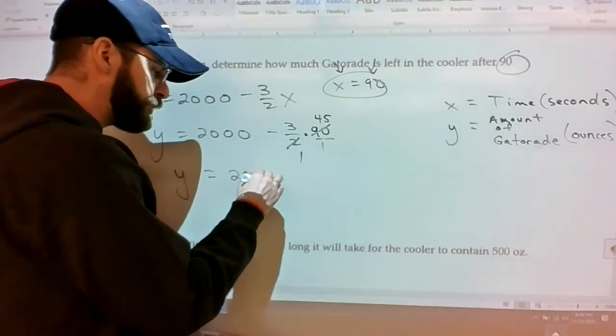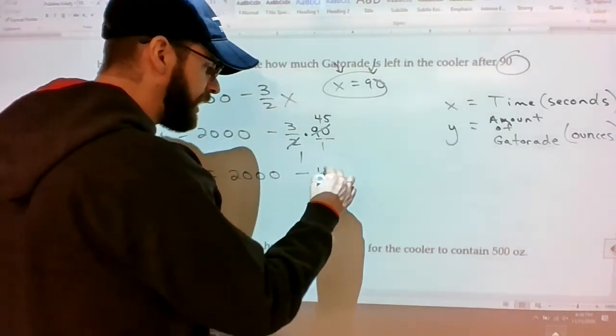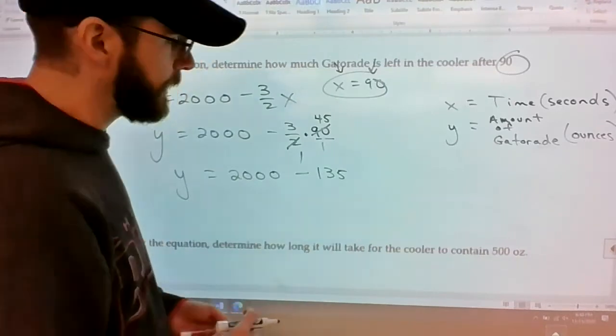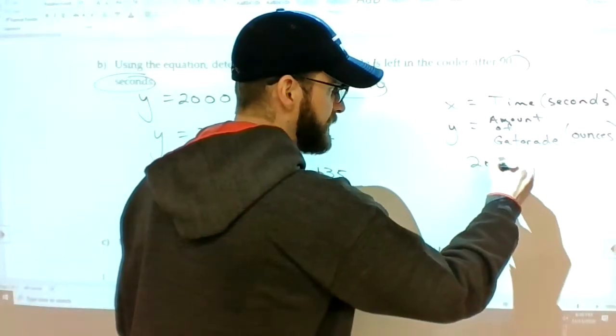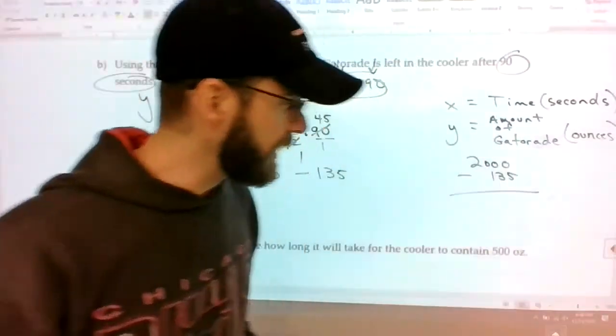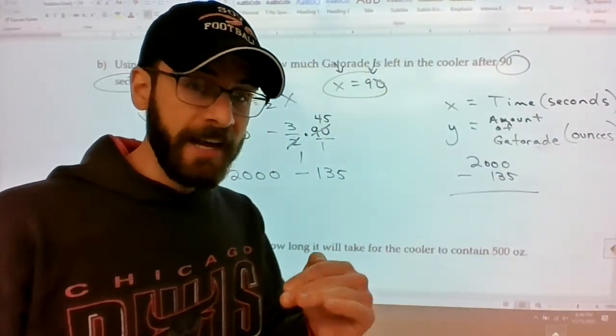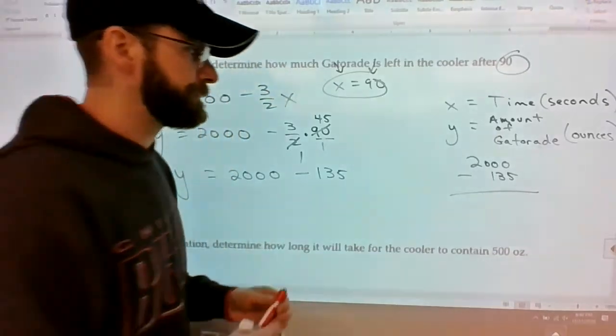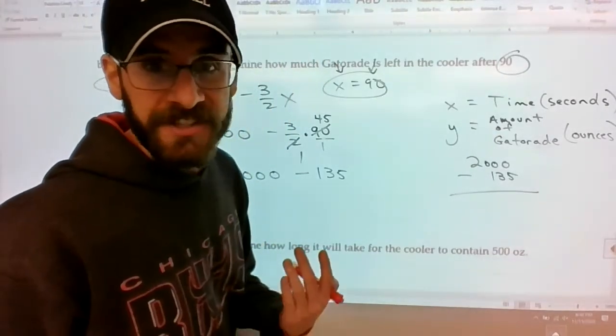So y equals 2,000 minus 135. This is how many ounces of Gatorade there are in there. So if you put 2,000 minus 135 off to the side, you can take a shortcut and say 2,000 minus 100 is 1,900, then take 35 away from that. It's going to be 1,865 ounces.